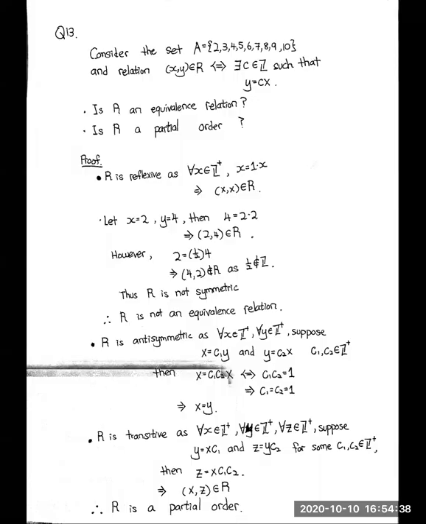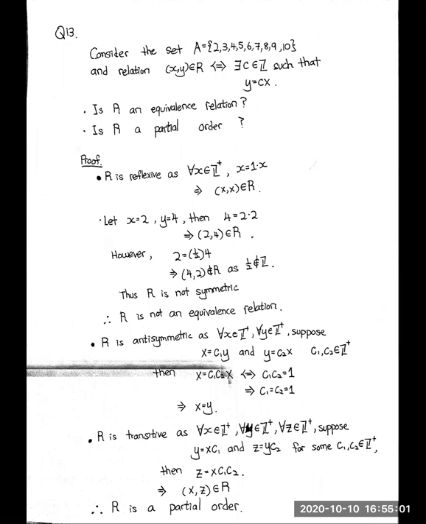Okay, question 13, which is the last question for this tutorial. Consider the set A, 2, 3, 4, 5, all the way until 10, and the relation (x, y) is in R if and only if there exists c in the integers such that y is equal to cx. Then is R an equivalence relation? Is R a partial order?